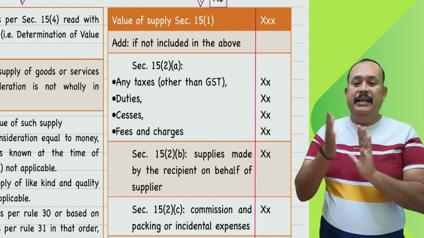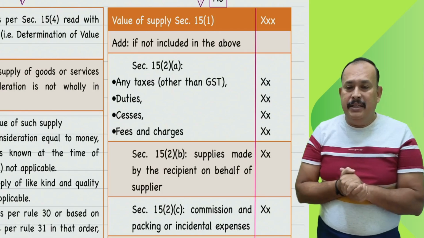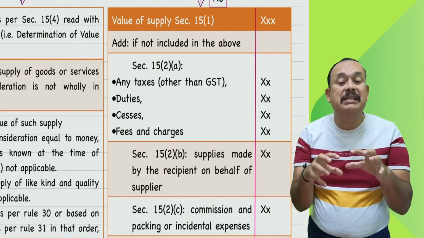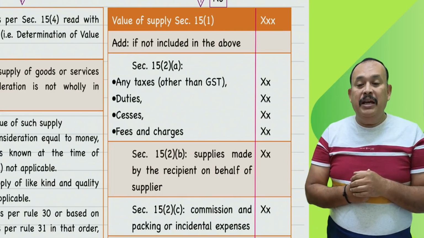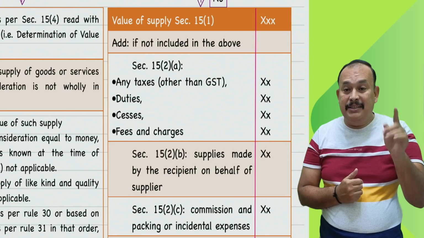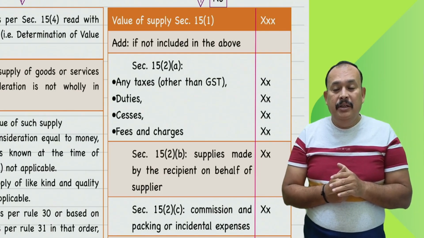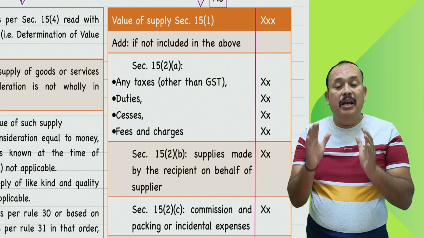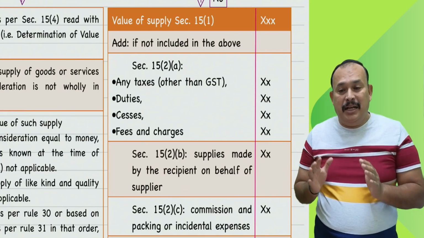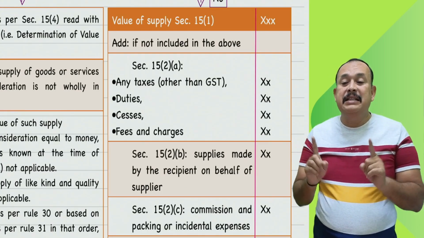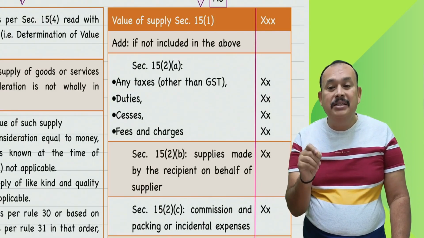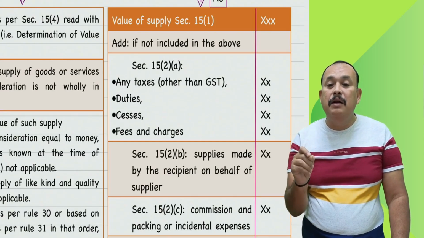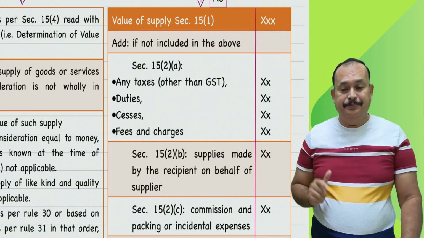In the given case, CBIC received clarification from CBDT, where the Central Board of Direct Taxes very clearly said that tax collected at source under the Income Tax Act is not a tax. It is a charge on the estimated income of the person.